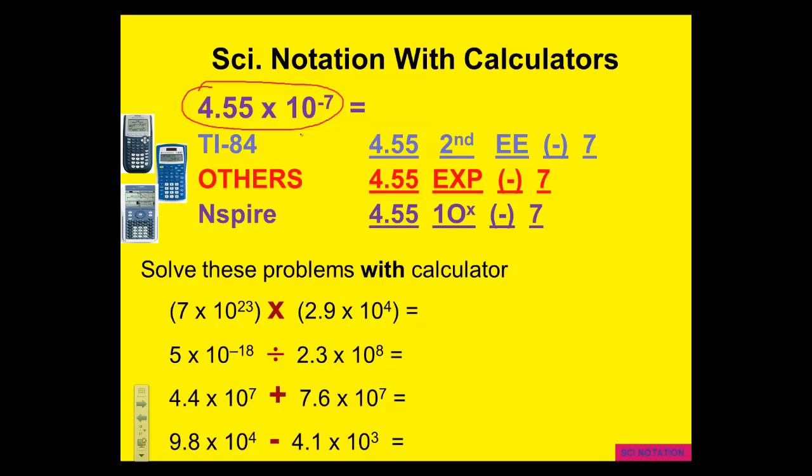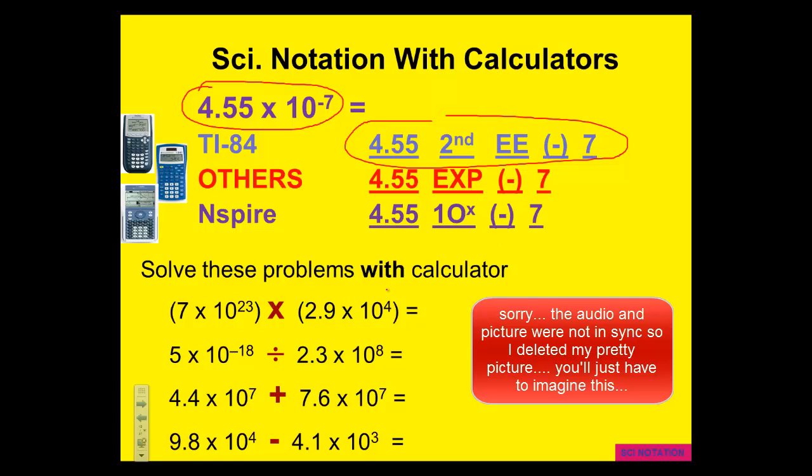If you have a TI-83 or TI-84, what you do is you plug in 4.55, and then hit the second EE button and then negative 7. If you have most of the other types of calculators, or Casio's, you'd plug in 4.55 EXP instead of EE, negative 7. If you have a TI Inspire, it would be 4.55 10 to the X, negative 7th.